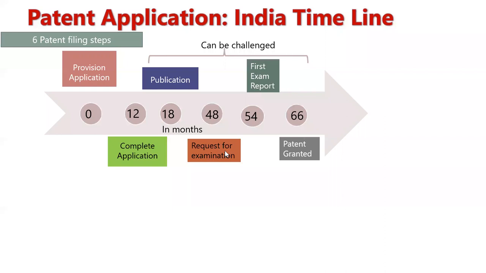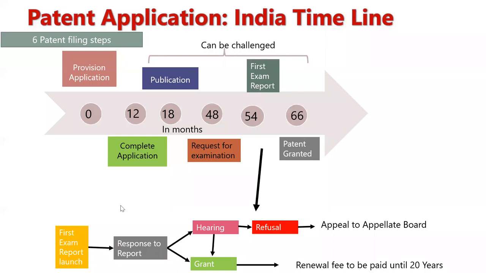In the duration from these 12 months to the patent being granted, anyone can oppose your patent. In that case, you have to face the hearing, and if it is successfully completed, then the patent is granted. If it is not successfully completed, then there is refusal. If you have a refusal, there is still a possibility to appeal to the appellate court.